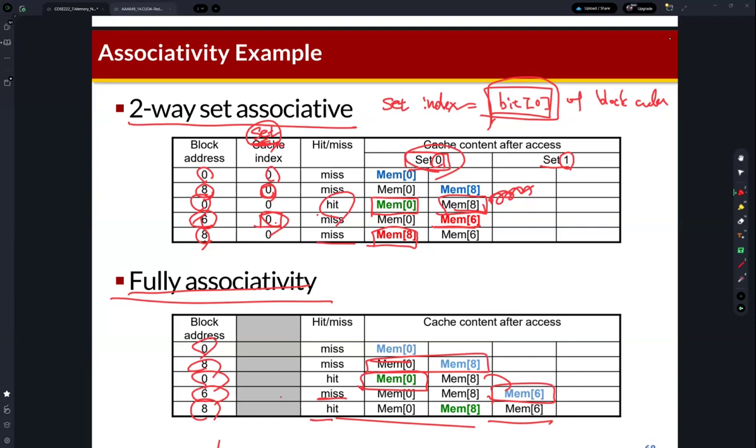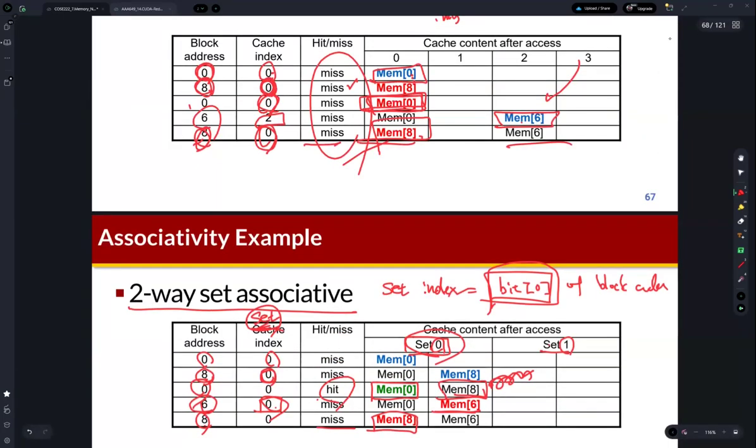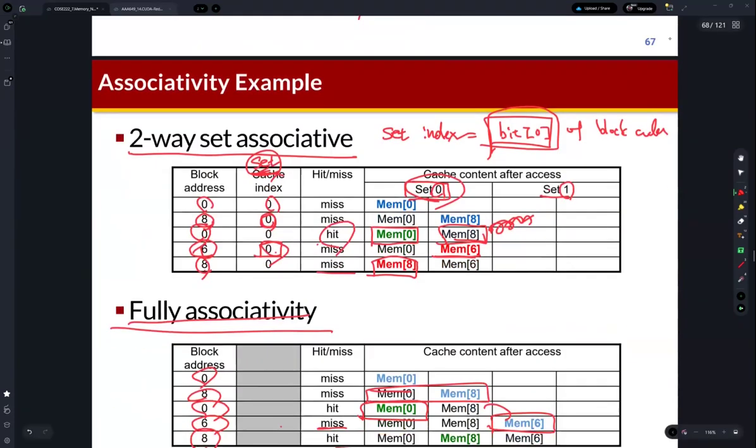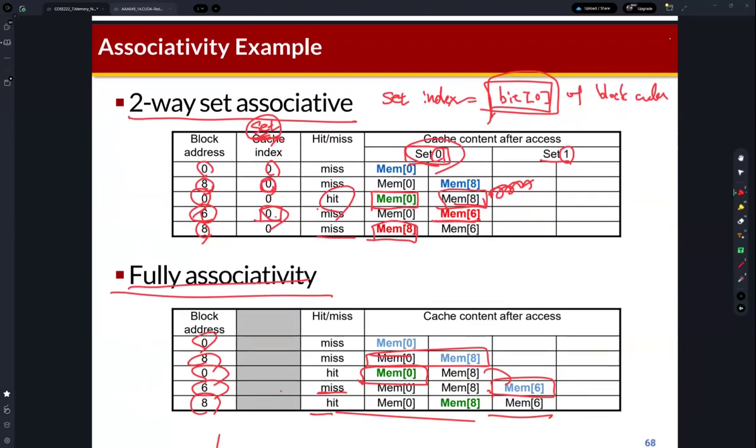But I also explained the cost of this set associative cache or the fully associative cache. This is because when we access a cache, firstly a processor figures out the index of the cache.